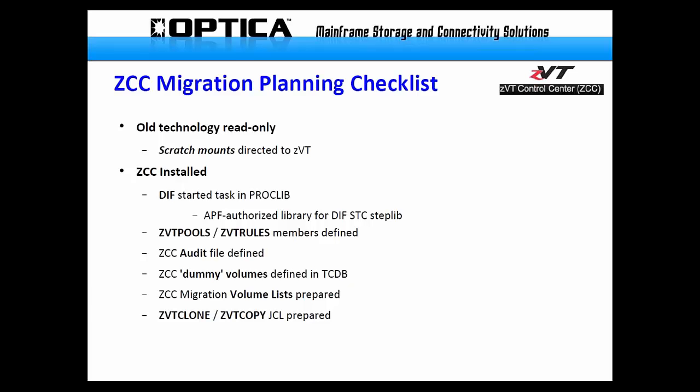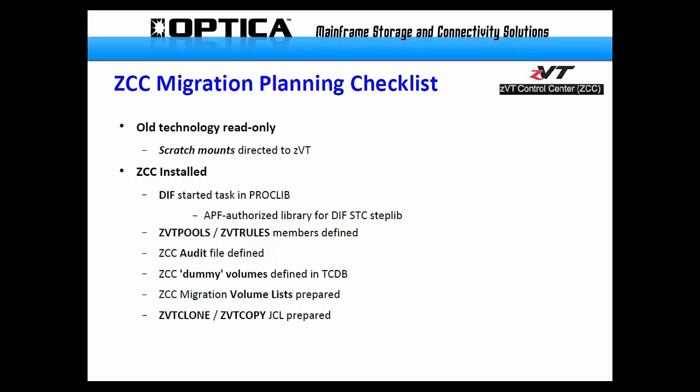And the key to a successful migration, we have found, is how much planning you do ahead of time. The typical migration goes something like this. If it's successful, they get the new technology in, they get the ZVT in, and once it's configured and ready to go, we can begin directing scratch mounts over to it. We can do that with the allocation steering facility, so that existing tapes are pulled from the old technology, but the scratch mounts get directed to the ZVT.